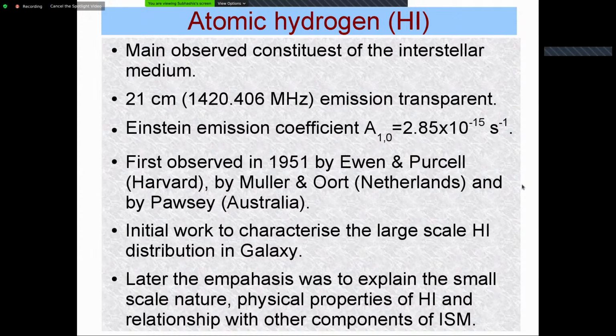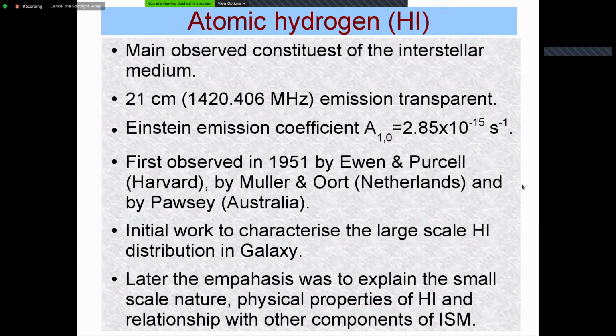So this was hypothesized by Van de Hulst, and it was first observed, picked up simultaneously by three groups. One was Ewen and Purcell at Harvard, in America, then Muller and Oort in the Netherlands, and Pawsey in Australia. So all three groups effectively brought out the publication together, saying that these were all more or less found independently, so we agreed to do it together.